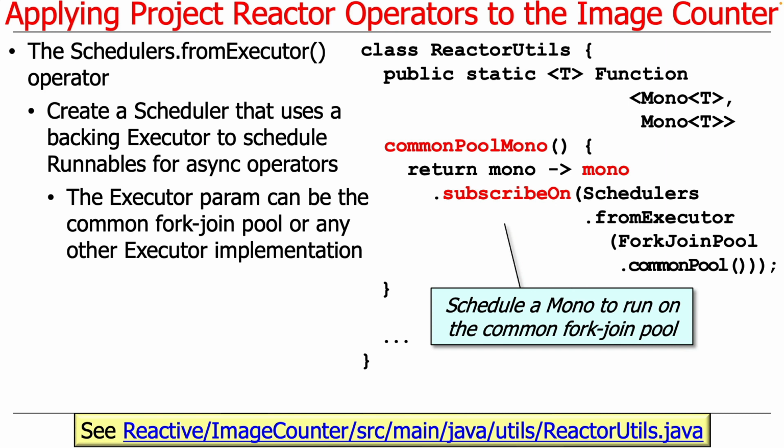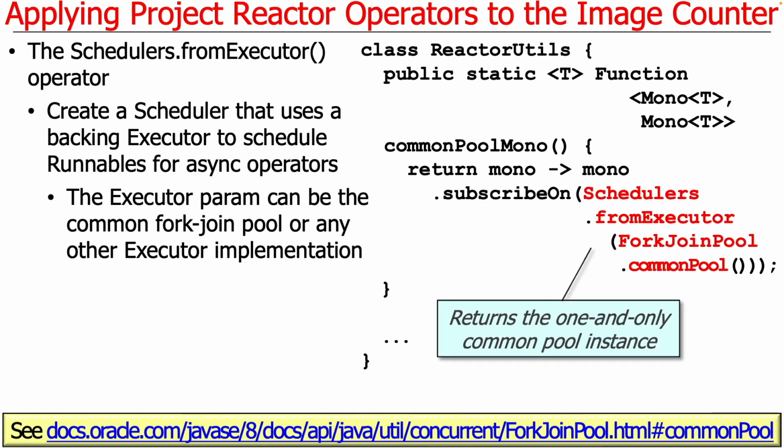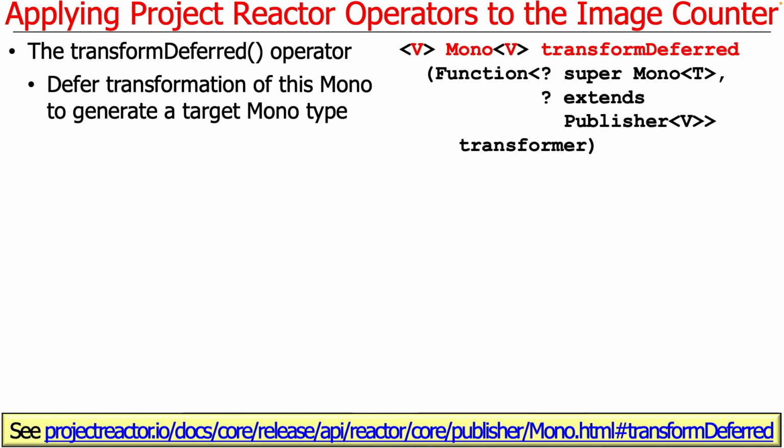Here's how we do this. We have a little helper method called commonPoolMono, and you can see what commonPoolMono does is it takes whatever it's passed, which is a mono of some kind, and it subscribes that mono, and we want that to run on the common fork join pool. So we get the common fork join pool, we integrate that in with the Project Reactor schedulers, and that mono will then run in that thread pool.